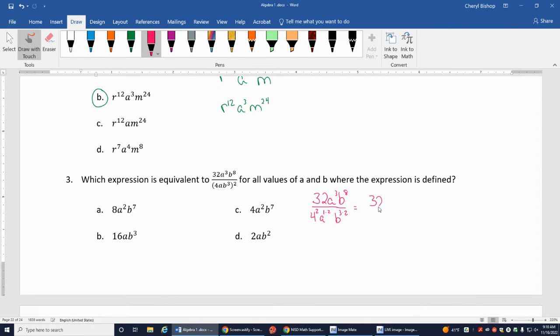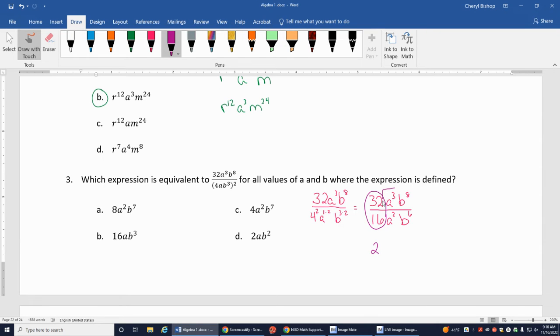So that's going to give me 32 a cubed b to the 8th over 4 squared, 4 times 4 is 16. A to the 1 times 2 is a to the second. And b to the 3 times 2 is b to the 6th. So now I have to do this division. We're going to look at our numbers separately. So 32 over 16. 32 divided by 16 is 2.